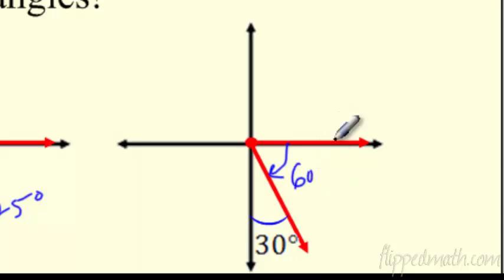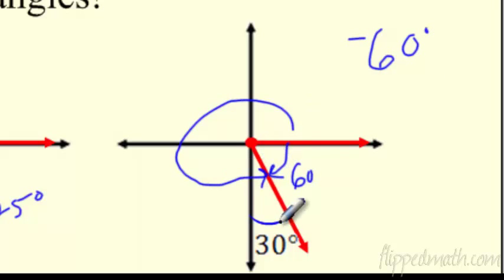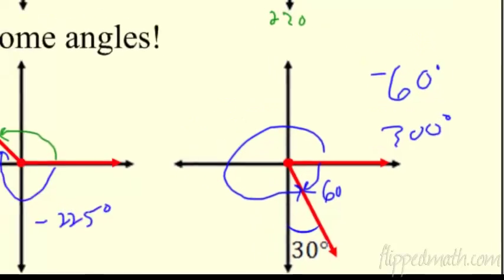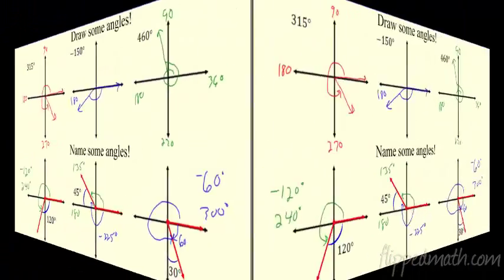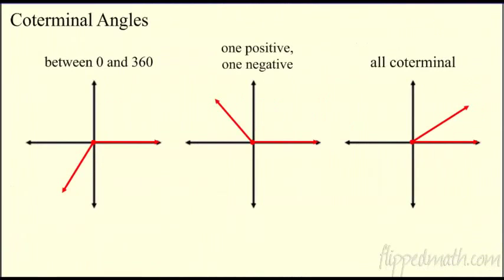This is like 60 degrees, so negative 60, which would be the same as what if I went this way? 30 past 270, 300. So you can name them positively or negatively. Every angle you can name like that, which brings us to my next one, coterminal angle.